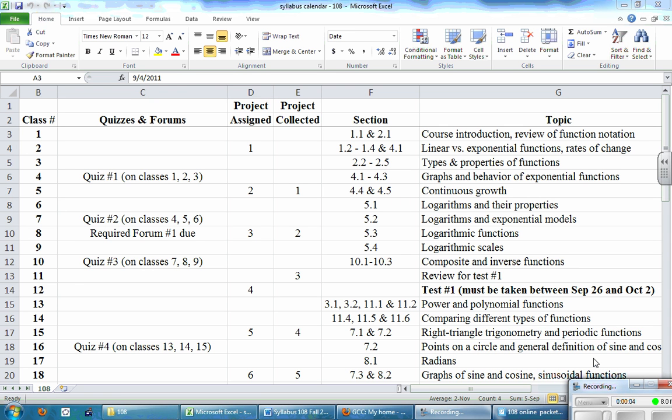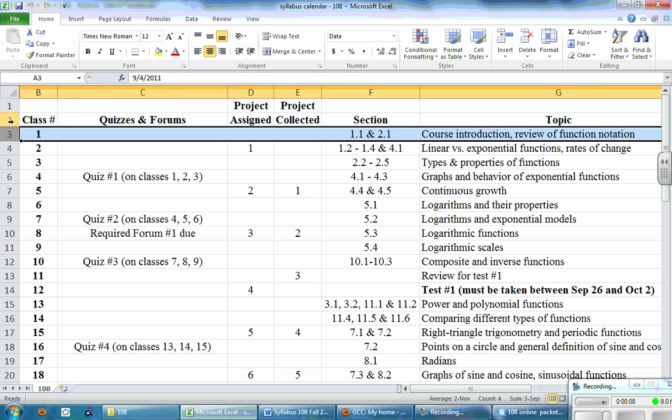Hello everyone, and welcome to our online pre-calculus class. This is class number 1, and today we'll cover sections 1.1 and 2.1 from the book. We'll do a review of function notation, and we'll begin with course introductions.